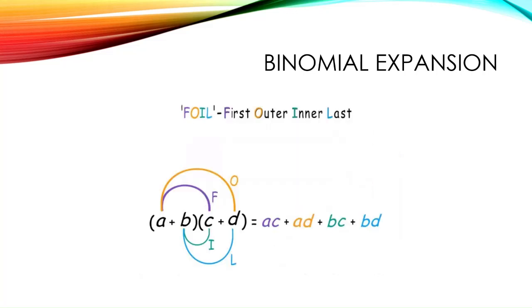It isn't efficient to draw rectangles for every binomial expansion. A more efficient method to use is called the FOIL method. F is for first terms, O for outer terms, I for inner terms and L for last terms.